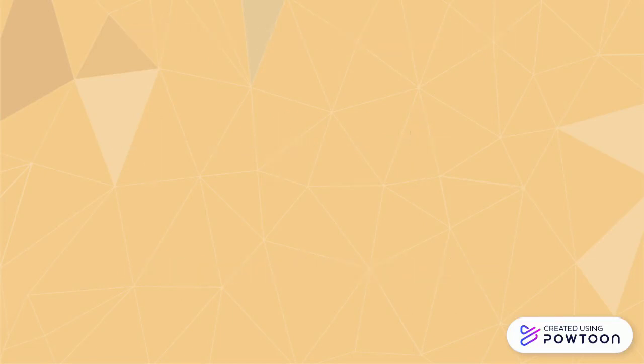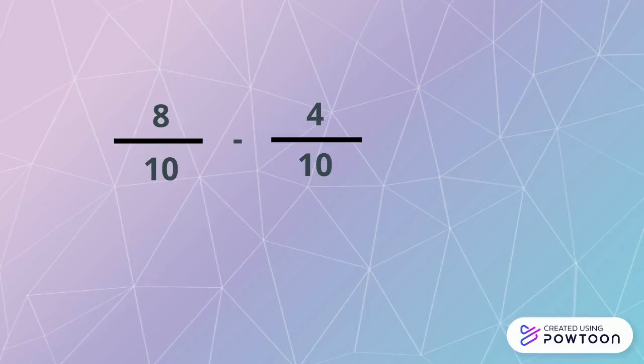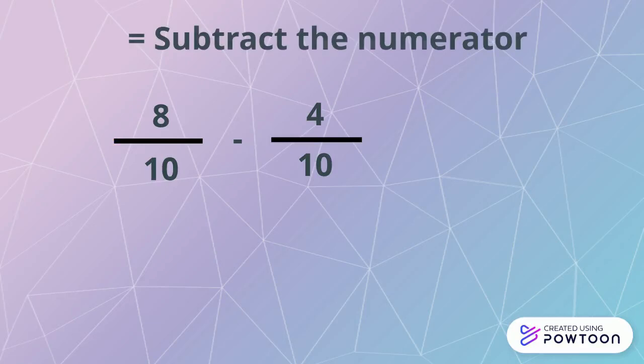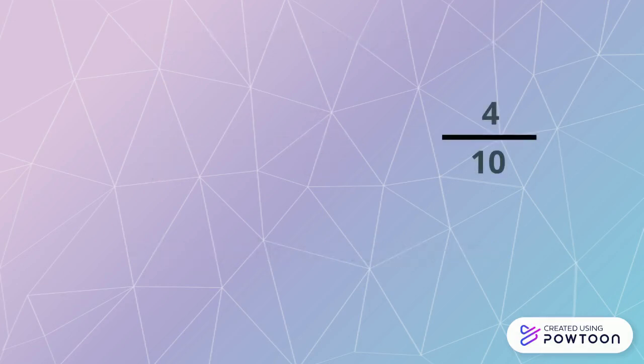Next one, 8/10 minus 4/10. Just like the first example, subtract the numerators, then copy the denominator. Now that we got the answer, which is 4/10, we need to get its GCF.